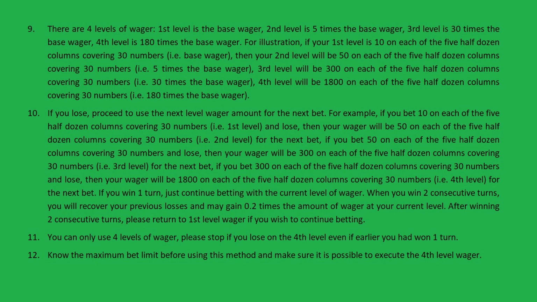When you win 2 consecutive turns, you will recover your previous losses and may gain 0.2 times the amount of wager at your current level. After winning 2 consecutive turns, please return to first level wager if you wish to continue betting. 11. You can only use 4 levels of wager. Please stop if you lose on the 4th level even if earlier you had won 1 turn.